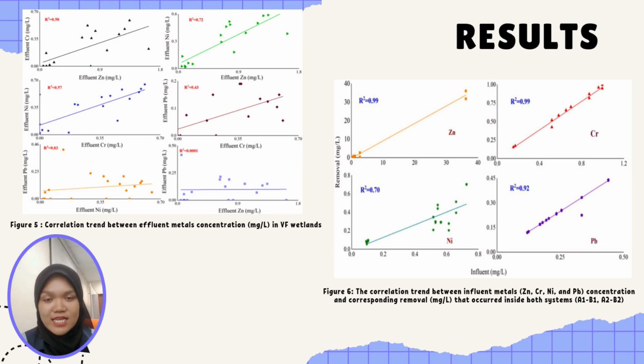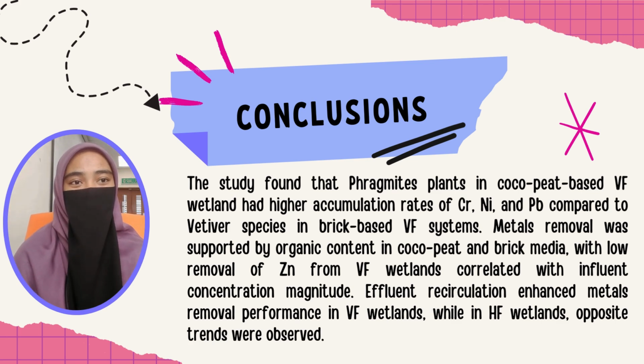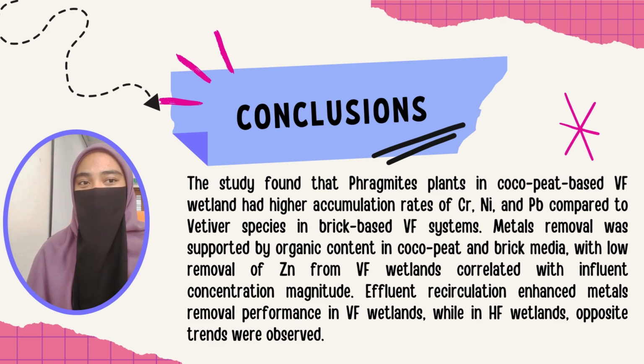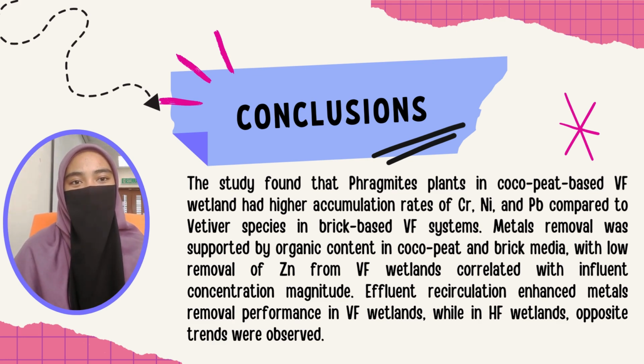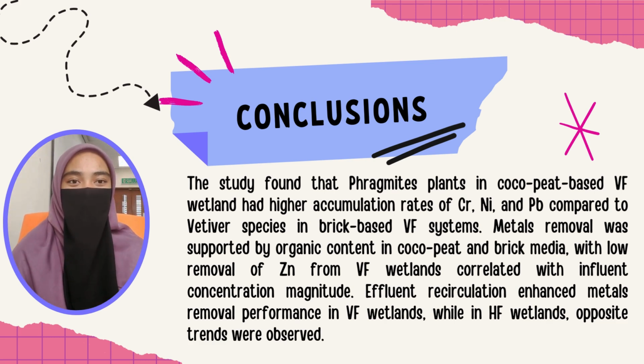Based on figure 6, the trend of correlation between metal removal is increasing. So it is indicating that both systems' removal performance improves under increased input loading. Phragmites in the HF wetland accumulated higher chromium, nickel and lead than vetiver in the brick-based system. Organic content supports the metal removal, and with effluent recirculation improvement.